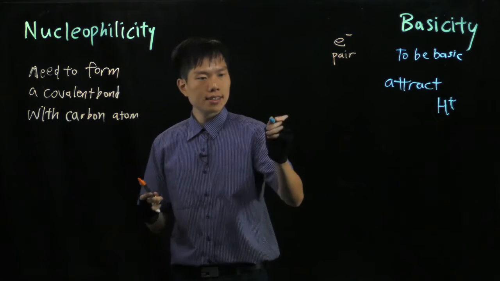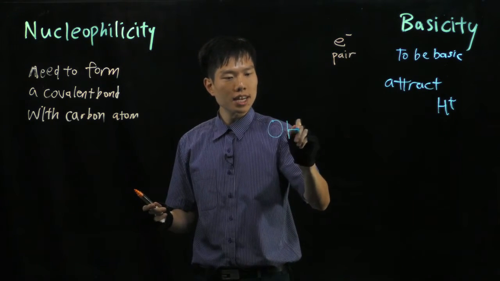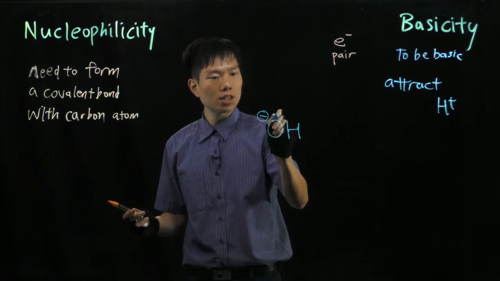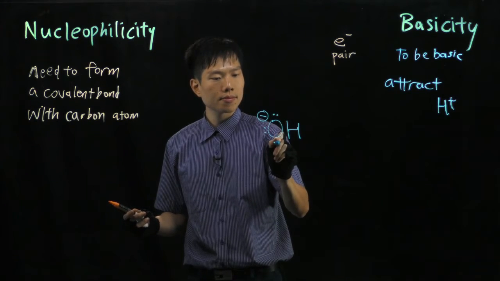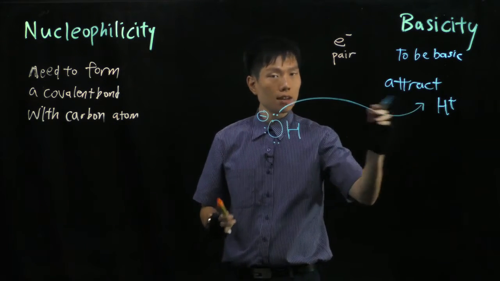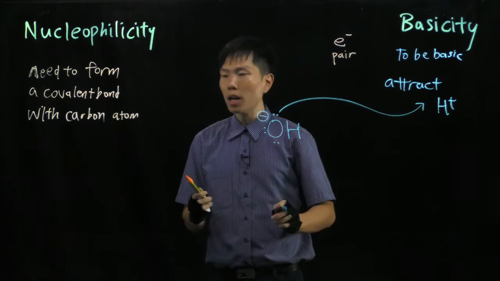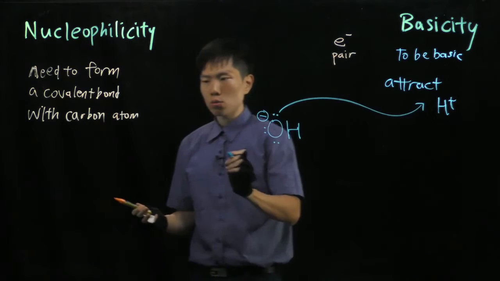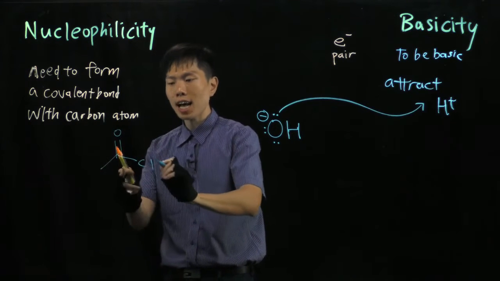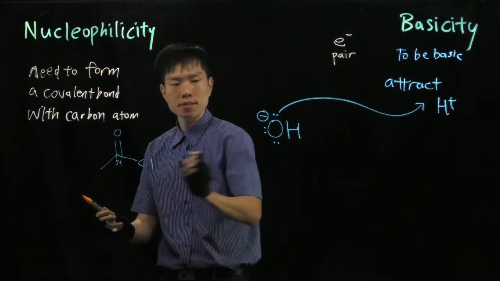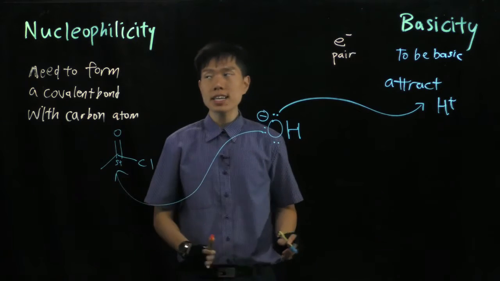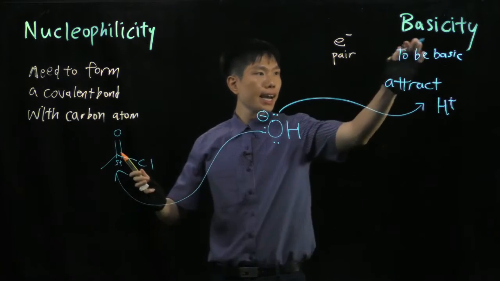So if you take a look at an ion, hydroxide, OH-, the negative charge is on the oxygen. There are 3 lone pairs on this oxygen here. And we can use this lone pair to pick up the H and form a covalent bond with hydrogen, or I can use this lone pair to attack a carbon that is electron deficient. Right. So in this case, the hydroxide is both a nucleophile and a base.